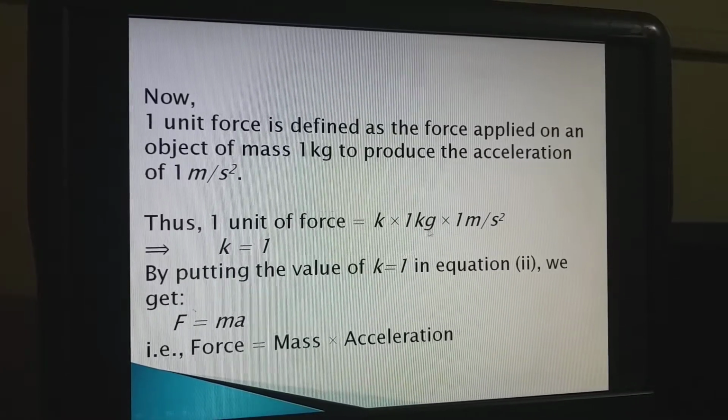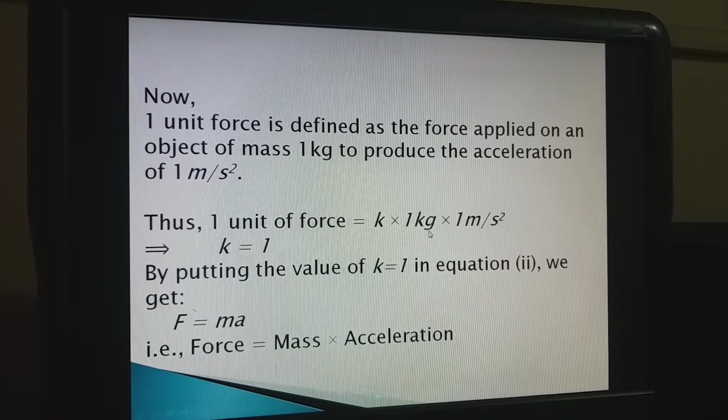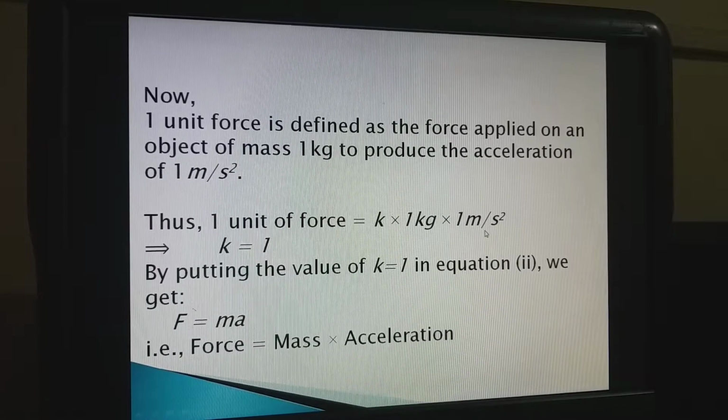This is what I am doing. I am getting the product of mass and acceleration. My unit of mass is kg, and the unit of acceleration is meter per second square. We are considering 1 unit of force, so the constant of proportionality k becomes 1.